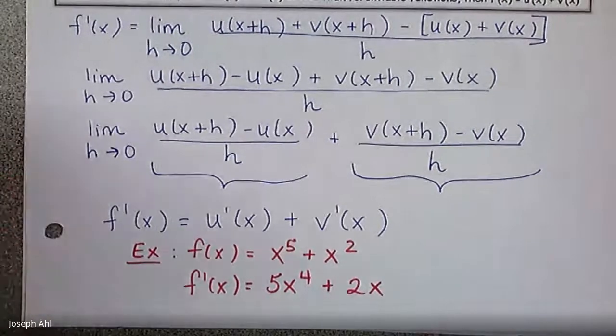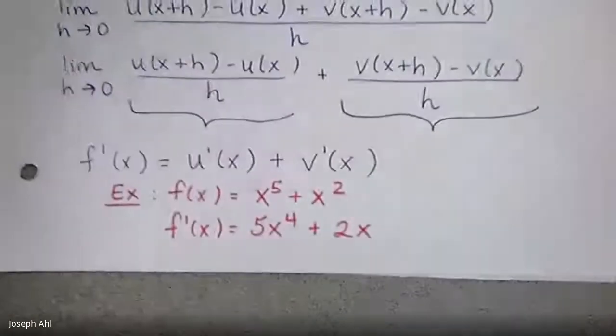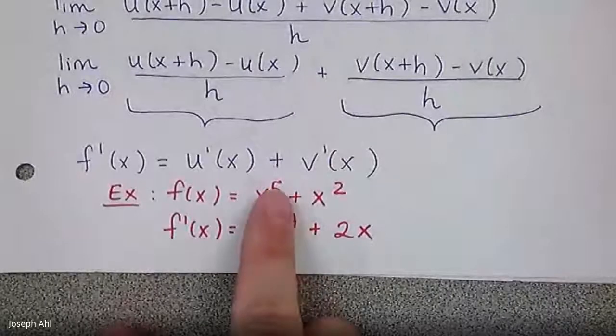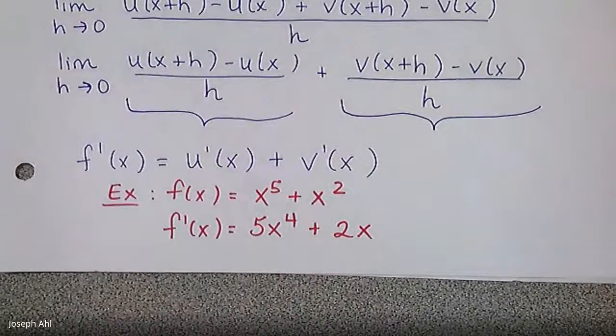And then here's an example of that. If you have x to the 5th plus x squared, the way we would find the derivative is just take the derivative of each: 5x to the 4th plus 2x.